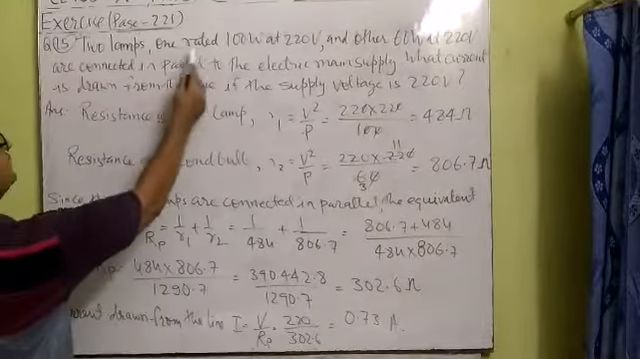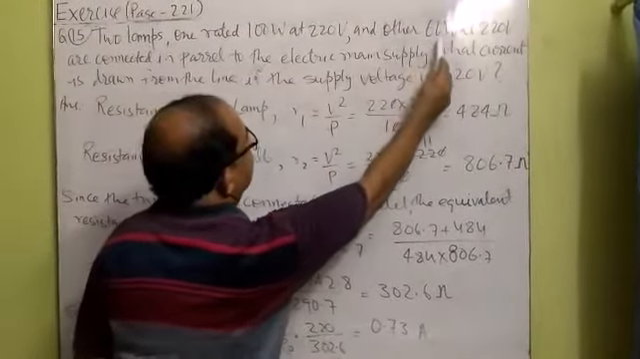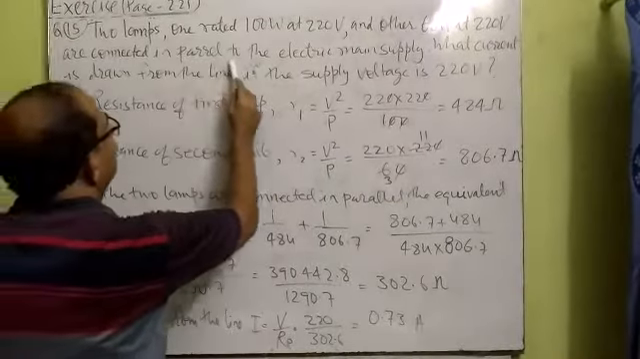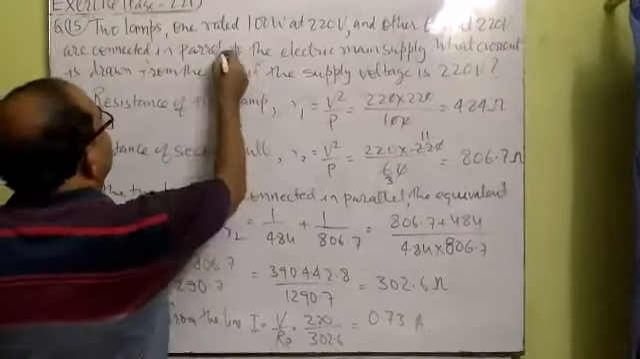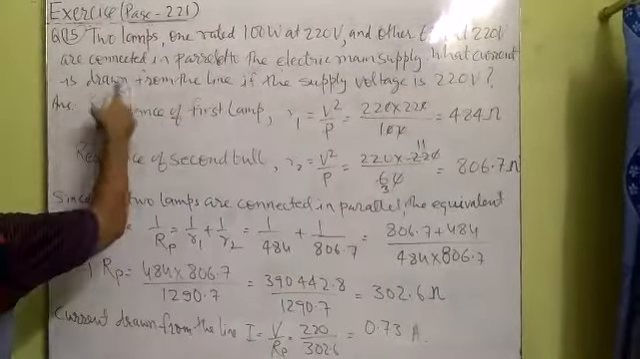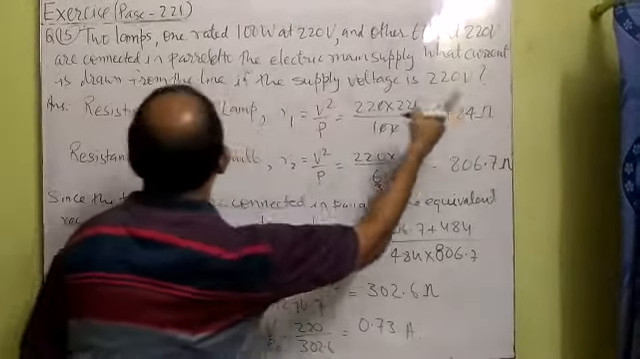Question 15: Two lamps, one rated 100 watt at 220 volt and the other rated 60 watt at 220 volt, are connected in parallel to the electric main supply. What current is drawn from the line if the supply voltage is 220 volt?